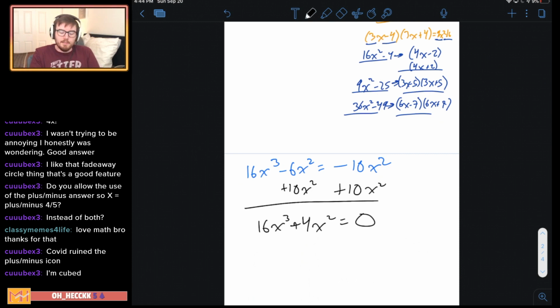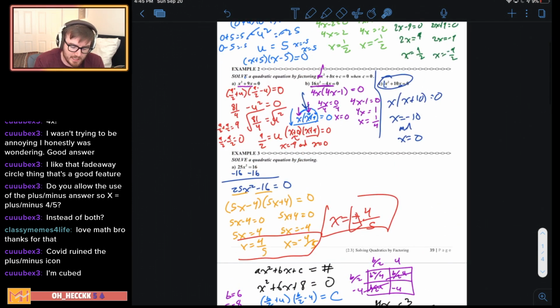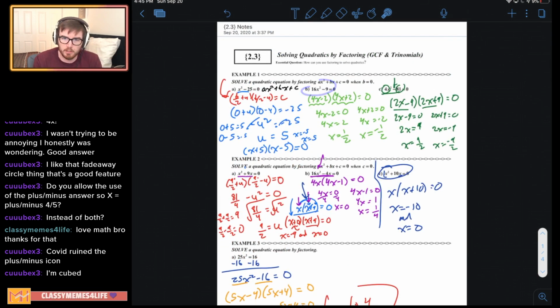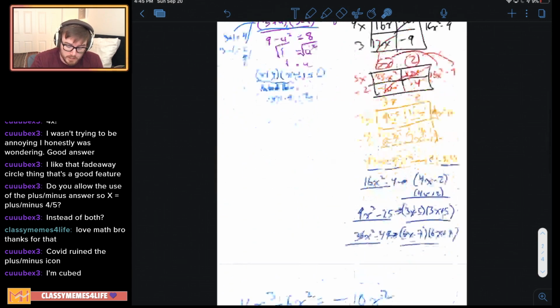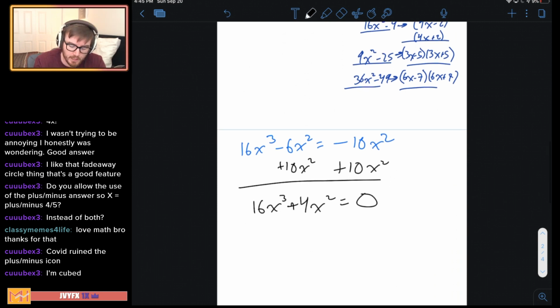All right, so I see the perfect squares 16 and 4. However, I also noticed that they have x's, which is different than what we have seen, right? 25x squared minus 16. It was just a number. Just a number. Okay, so what's the deal with that? Well, let's try to take care of business here. What's the other thing that we learned in this lesson? Greatest common factor. What do they have in common?